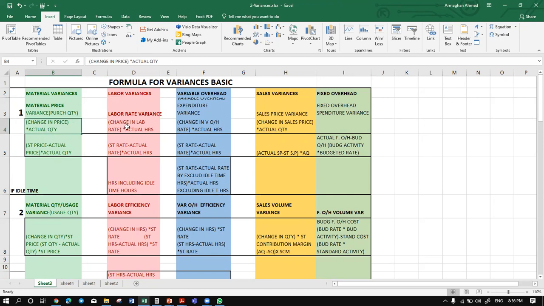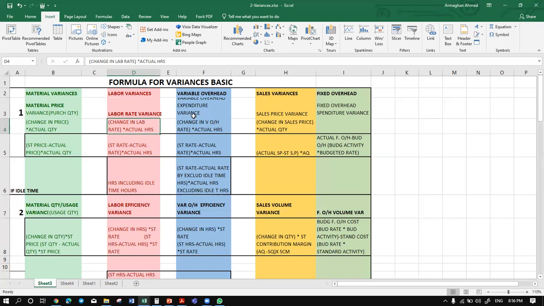If you see the labor rate variance, this is also the same. Change in the labor rate into actual hours. Whether you say labor rate or material price, both of them are the rate. So we can see that it is change in the price multiplied by actual quantity. Here it is actual hours, and hours are also quantity. So you can say material quantity or labor quantity, it's the same.